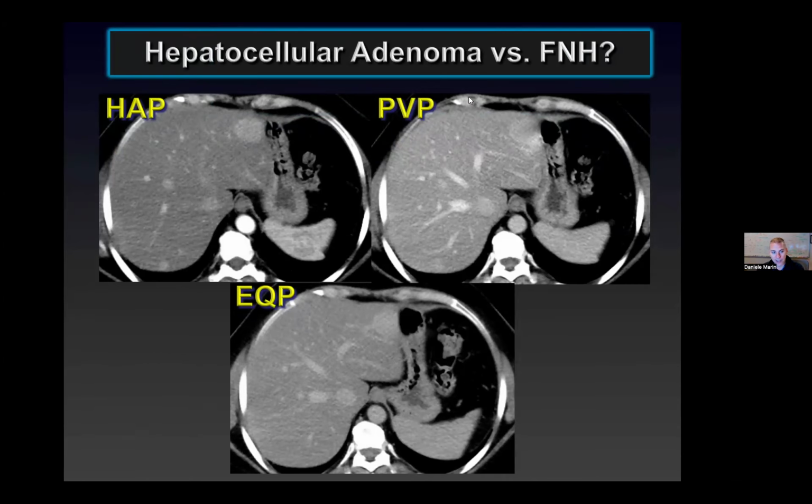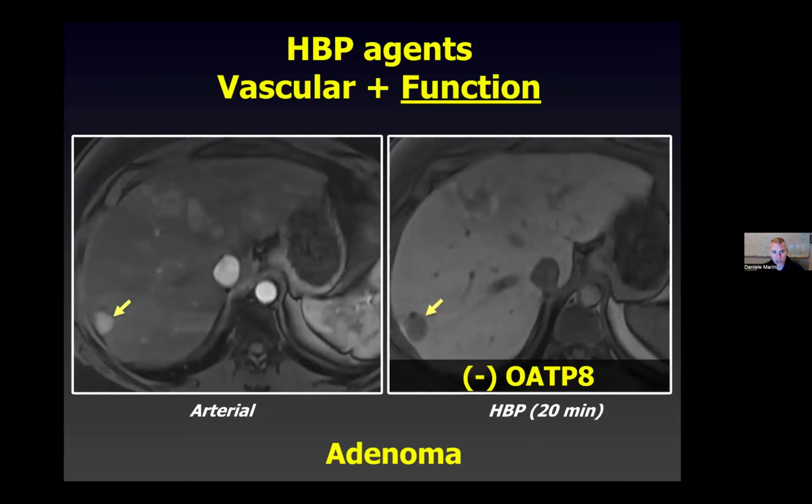This is just a nice example showing you the differential between hepatocellular adenoma and FNH. You can see multiple hypervascular lesions. If you only look at the dynamic arterial and portal venous phase, it would be basically impossible to differentiate between those lesions. So what you can do in those situations where you're not sure if you're dealing with an FNH or an adenoma, what we generally do, we scan the patient with MRI with hepatobiliary contrast agents.